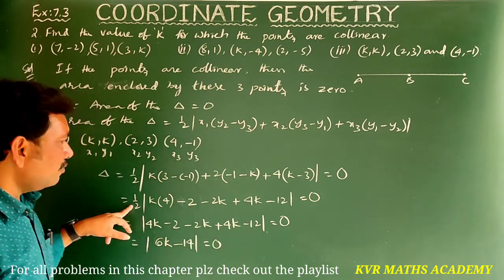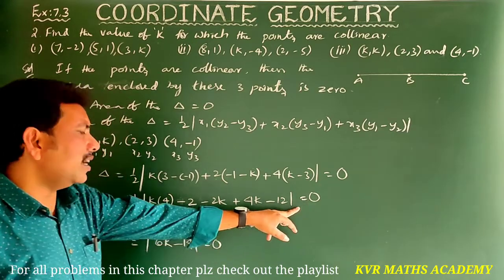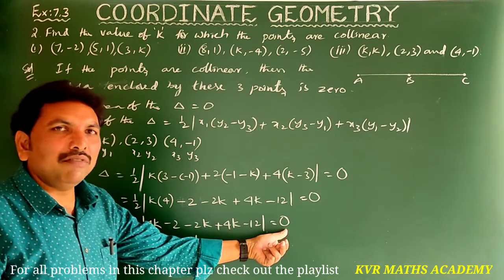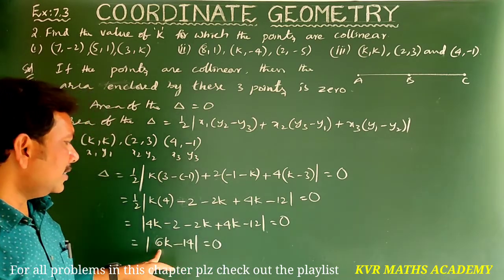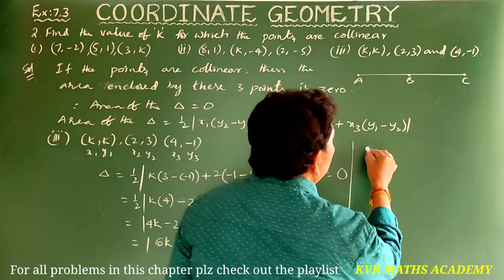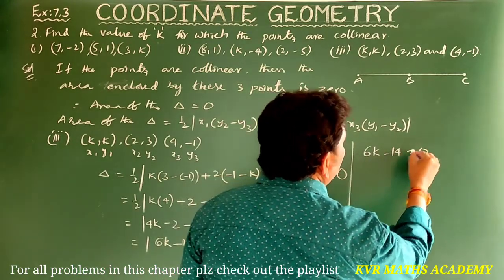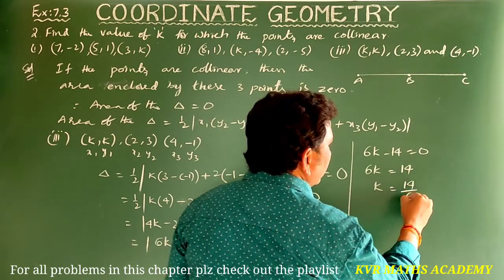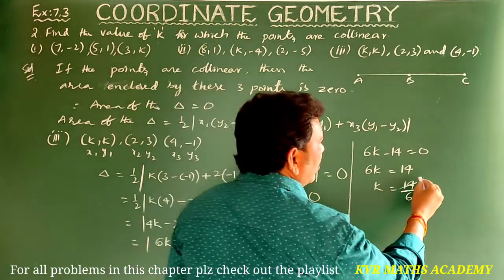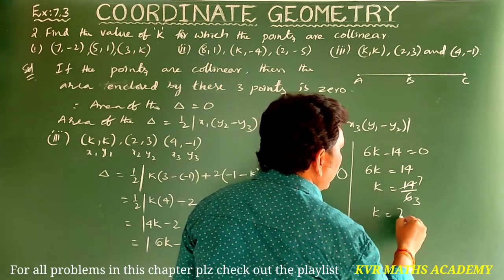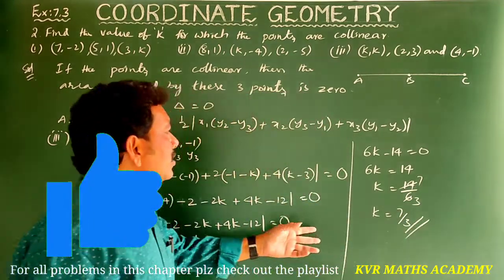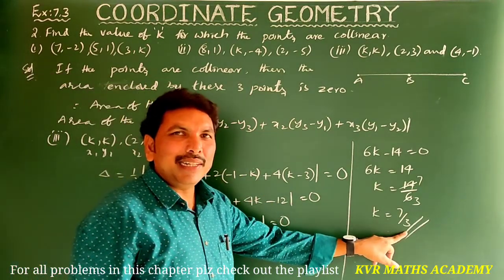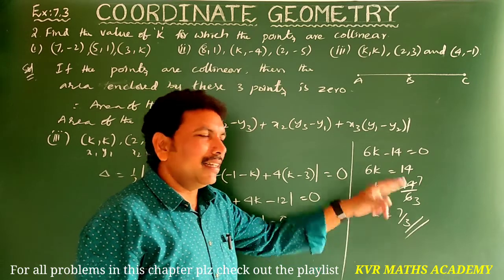Here half we have transferred to this side. So that will be 0 into 2, 0. That's why we have not mentioned it here. Yes, 6k minus 14 is equal to 0. 6k is equal to 14. k is equal to 14 by 6. Right? So common factor gets cancelled, 2 7s are 14, 2 3s are 6. k is equal to 7 by 3. So if these 3 points are collinear, then k is equal to 7 by 3. Understood clearly? Yes, note it down.